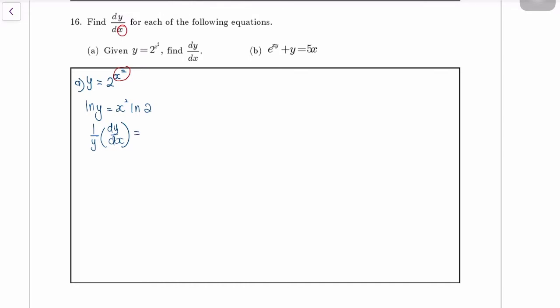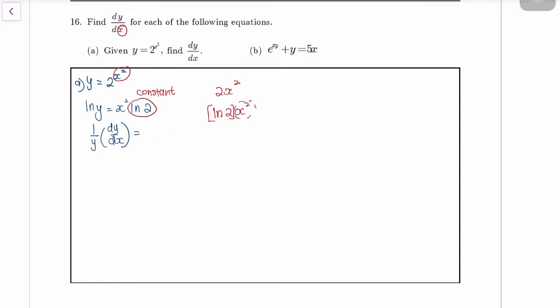Lepas tu, x square ln 2, yang ini tak perlu buat product rule ke apa benda ke because ln 2 is constant. Macam kita differentiate 2x square, cuma this one, constant kita is not 2. Constant kita adalah ln 2. So ln 2 is a constant, so we need to differentiate x square sahaja. Differentiate x square will get 2x. So darabkan dengan ln 2, so dia akan jadi 2x ln 2.